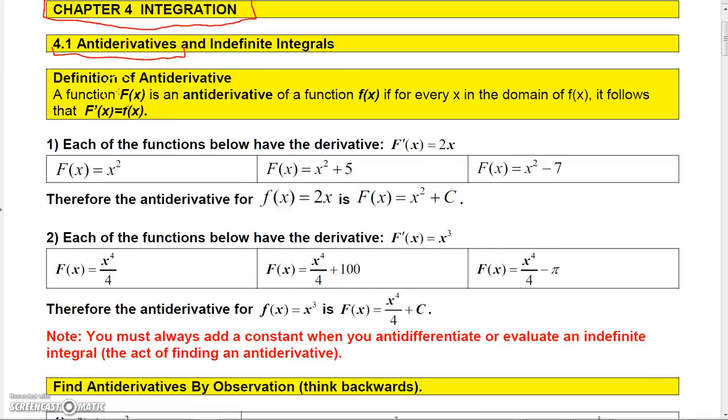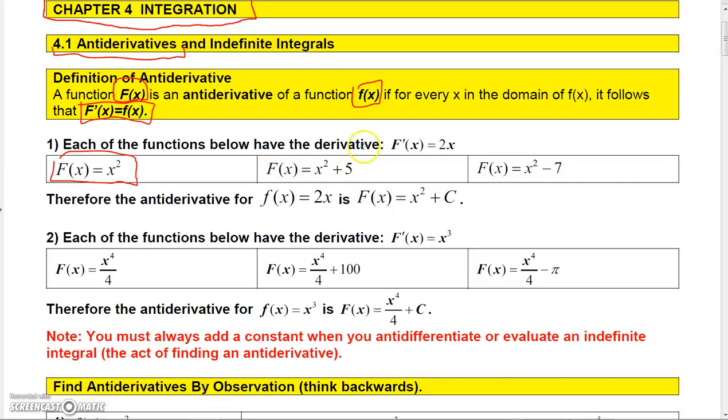So the definition of an antiderivative goes like this. Capital F is an antiderivative of the function small f if for every value in the domain of small f it follows that the derivative of capital F equals small f. Now we can do some examples by just thinking backwards.